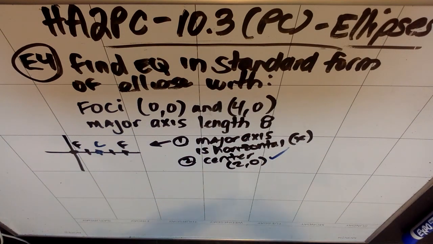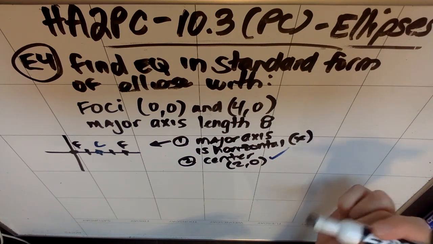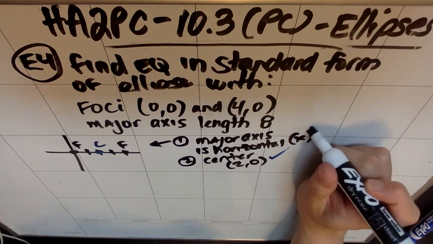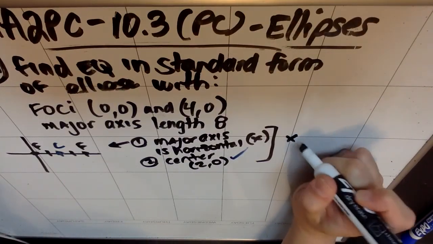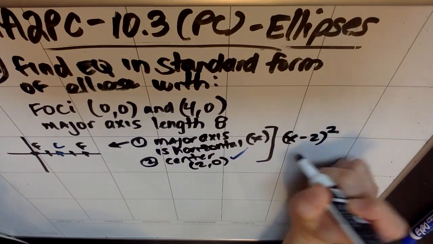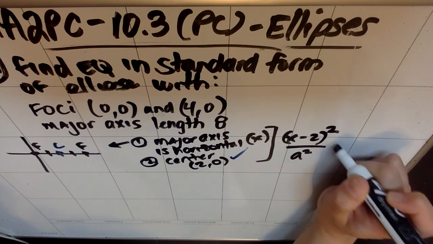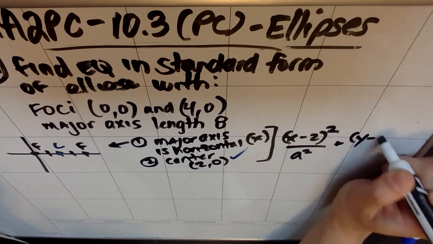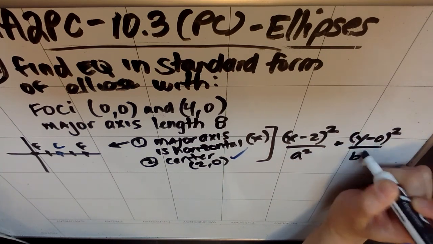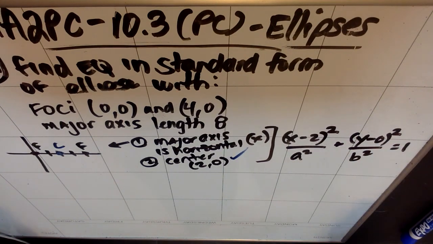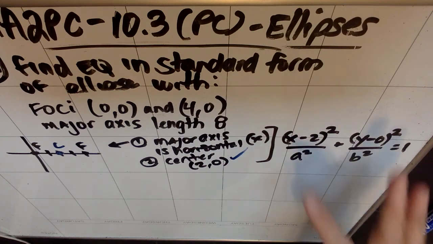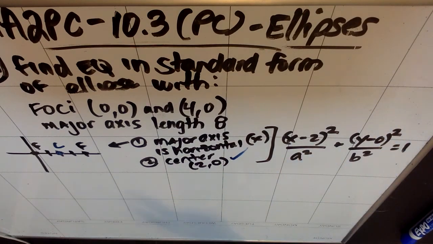So right away, I can put these two pieces of information together and I get a couple things. I should have (x minus 2) quantity squared over a squared, plus (y minus 0) squared over b squared, equals 1. So my job is just to find a and b. I know the x is on top of the major axis because it's a horizontal major axis.